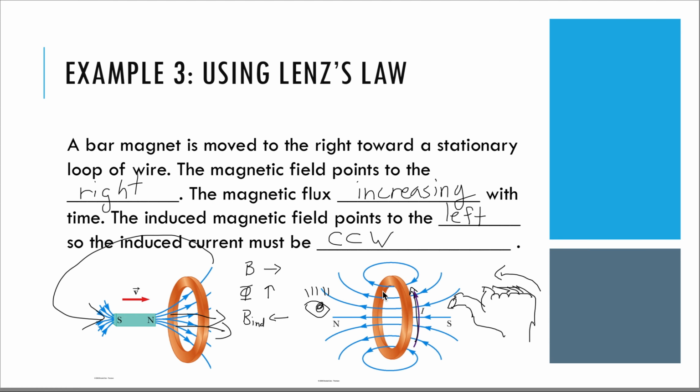So just to summarize, the original field was going to the right and the flux was increasing. The induced current produces a field to oppose that change. The induced current produces a field to the left, so that now the flux is not increasing as much as this magnet is getting closer. So we'll have a lot more examples of Lenz's law, but that is all for now.